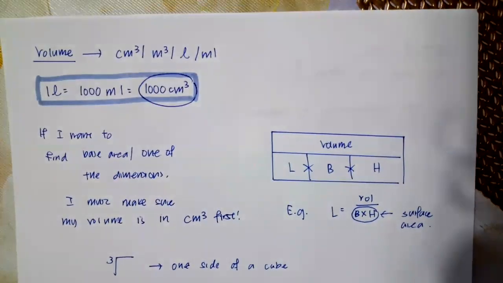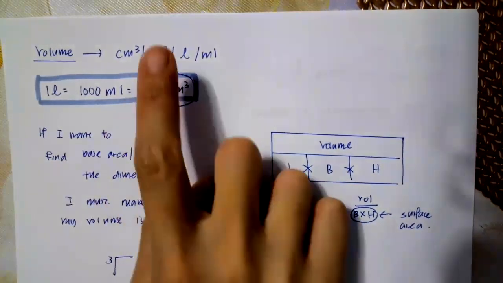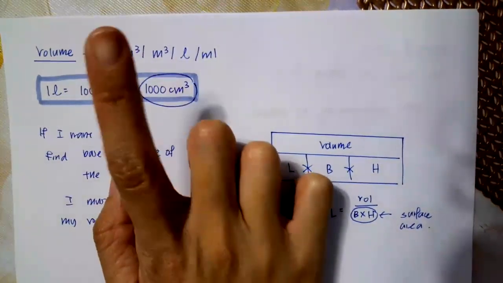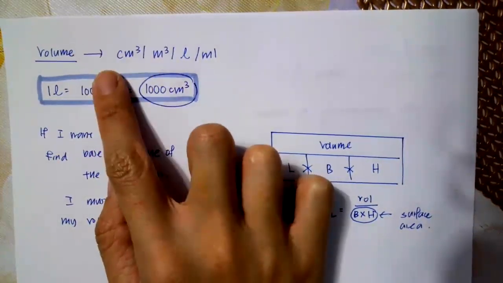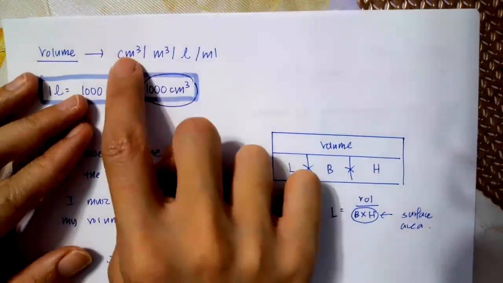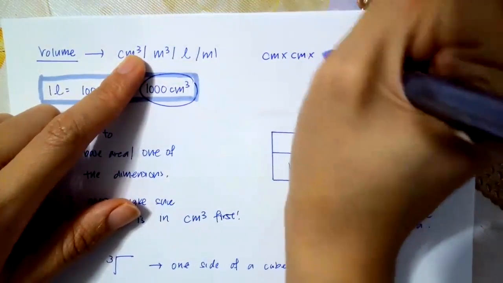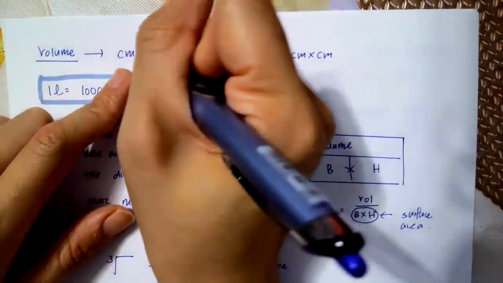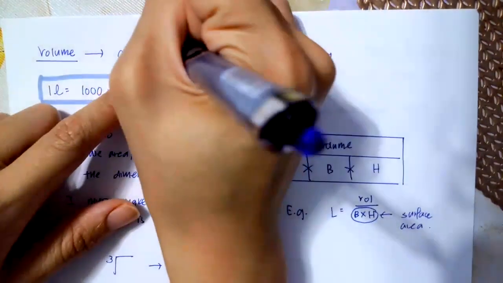Okay, the next one, it's on volume. All right, now, just take note that volume refers to the amount of space in a 3D object, okay? Because it's length times breadth times height, so you have a cm cube. Why? Because it's cm times cm times cm. That's why it's cm cube. Or you can also say it's meter times meter times meter. That's why it's meter cube, okay?